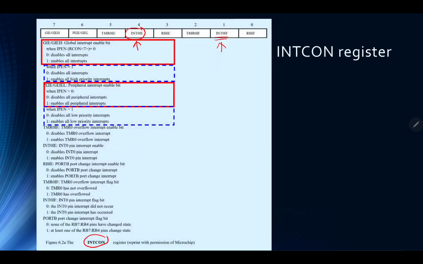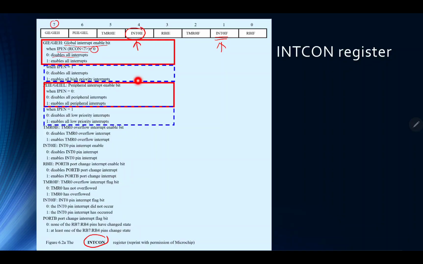If you see here under INTCON, do you see bit number 7? Bit number 7 is GIE or GIEH, which stands for global interrupt enable bit. Currently, if we clear the IPEN and make it 0, it disables all interrupts. If you give it 1, it enables all interrupts. So in our case, we always want to enable the interrupt. This is our current case where IPEN is 0.